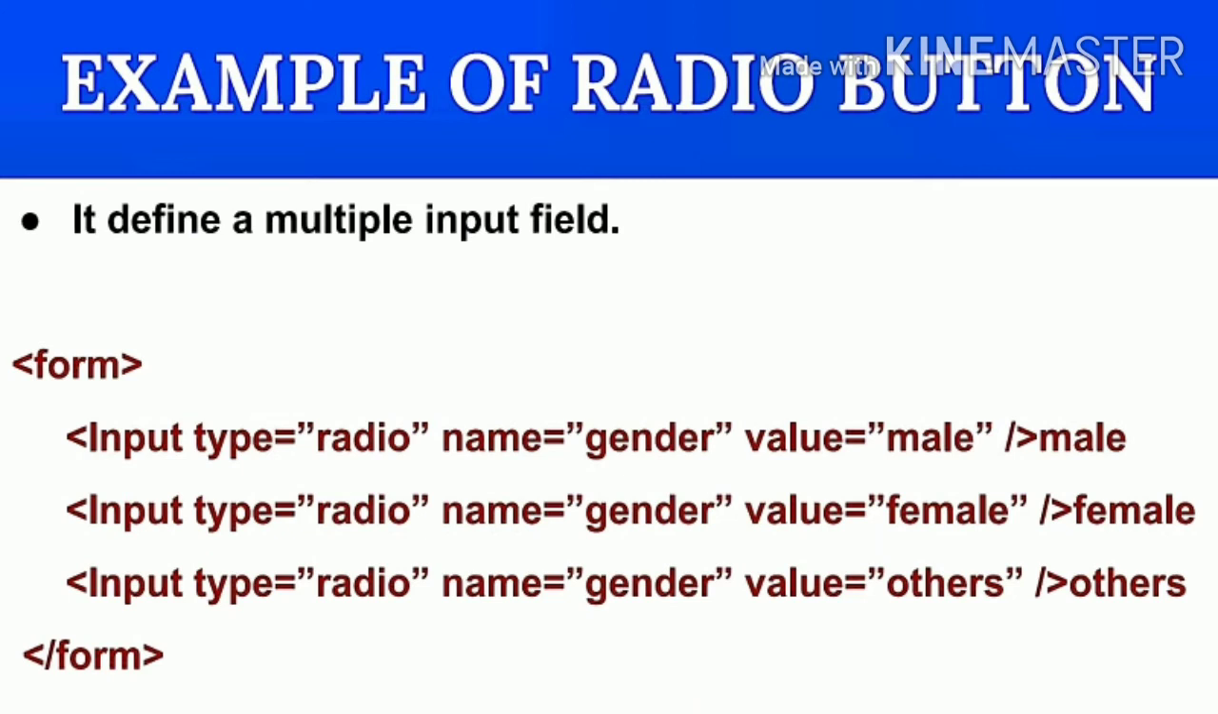Suppose you have a form and you have to select only one option from female, male and others. So naturally you can choose only one. In these types of conditions, we use the radio buttons in our form.